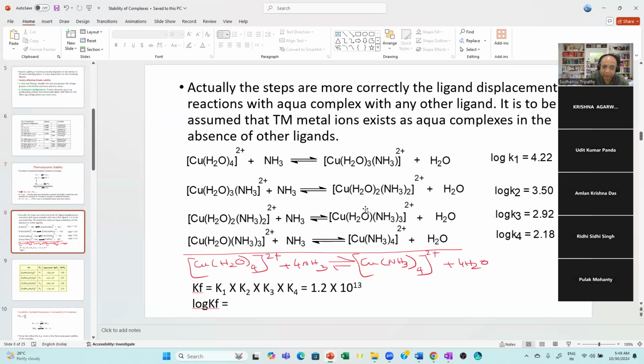I'm showing you an example where we want a tetramine complex, because d8, d9, d10, if you allow them to act in their own way, they will go for 4. But that doesn't mean that copper 2 plus will not give a hexa-coordinated compound.